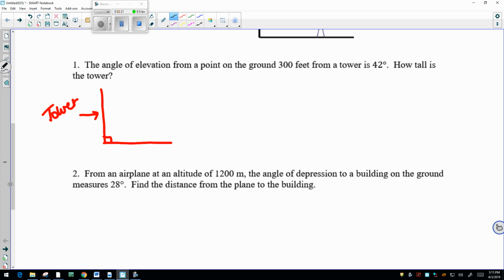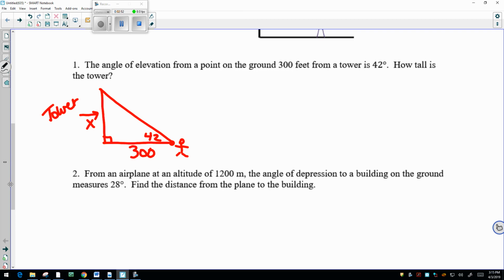And it says the angle of elevation from a point on the ground 300 feet from the tower. So if this is our tower, here's our point 300 feet away. And since it's an angle of elevation, that means there's somebody over here standing and they have to look up to get their angle of elevation to see the top of the tower. So notice how that is inside the triangle. And what it's saying to us is, okay, so how big is the tower?